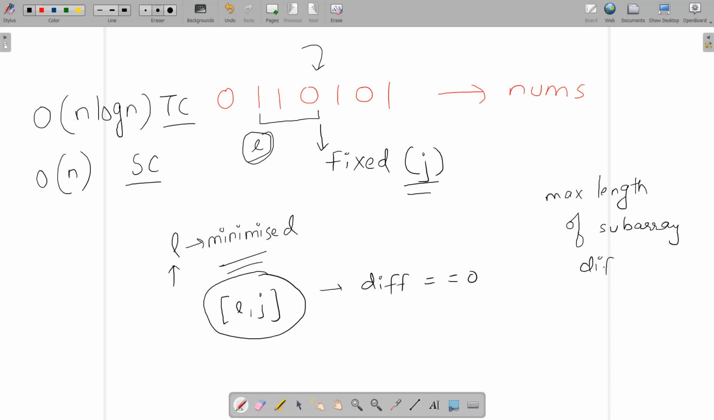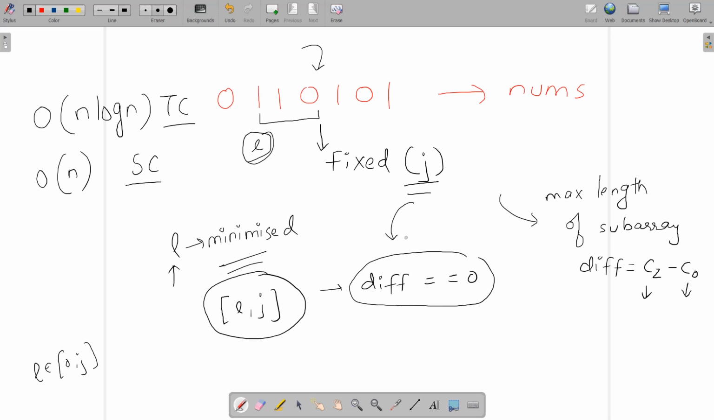Note that difference over here is nothing but Cz minus Co. Cz is count of zeros and Co is count of ones. Okay, so we need to minimize L by fixing this J, and L should belong to 0 to J, and L should be minimum. Why should L be minimum? Because we need to maximize the length of subarray. And also, if we have found some minimum L, then difference must be exactly 0 for that L to J subarray.